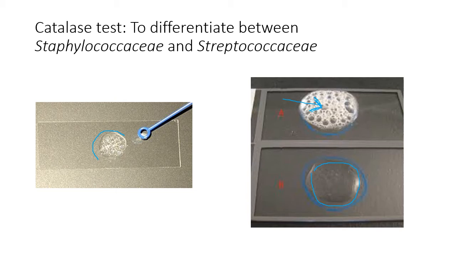And if you do not see bubbles as you see here, then you can understand that this is not family Staphylococci, it is Streptococci. So catalase is the one test which will differentiate between the two families, and that is the first test which you have to perform.